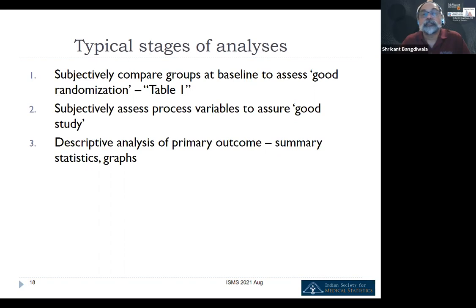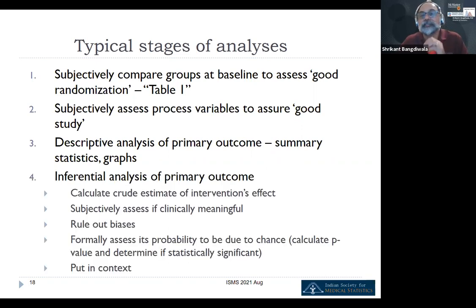Then comes the descriptive analysis of the primary outcome. So they may say, the proportions are this, or the means are this. They may do a Kaplan-Meier curve, for example, if it's time to event data. Then comes the inferential analysis of the primary outcome. And this is the main results. It becomes usually table 2. And it's calculated crude estimate of the intervention effect.